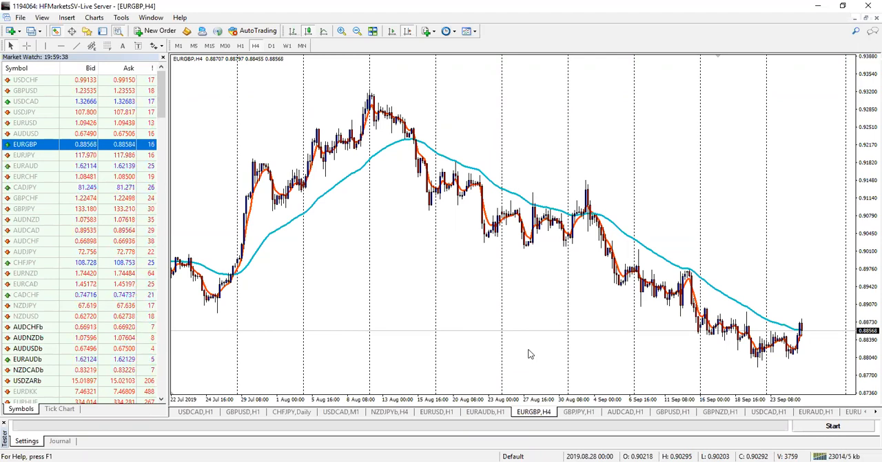But if you have many eyes to look at the market, you'll be able to see those things before they just happen. All right, guys.